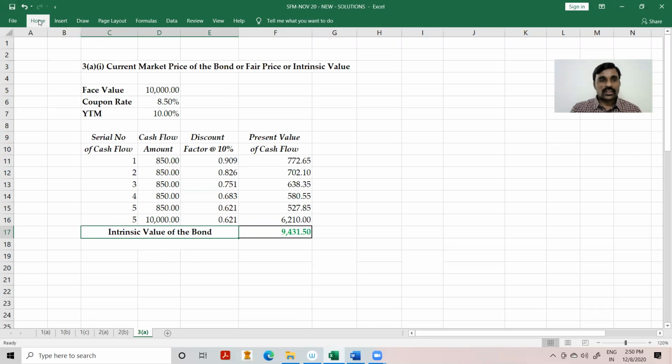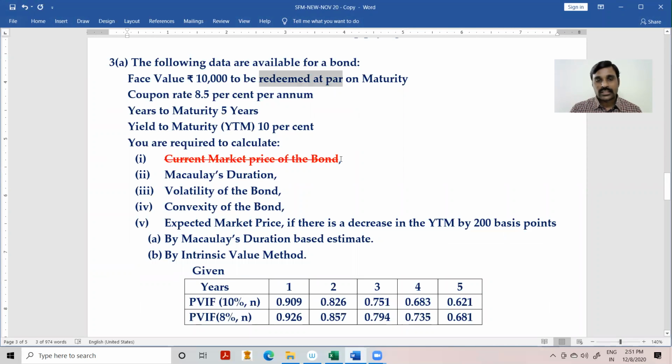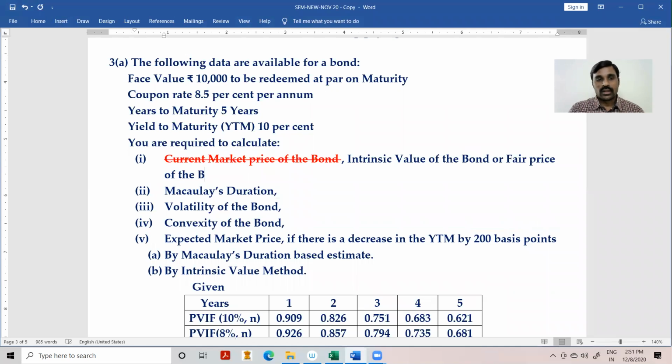This is our first answer, so I am putting it in green color. Our main answer is in green; the rest are all background, back-end calculations. After calculating this current market price, the correct terminology is intrinsic value of the bond or fair price of the bond. This is given in the examination question, but according to me, it is not appropriate to call it market price.